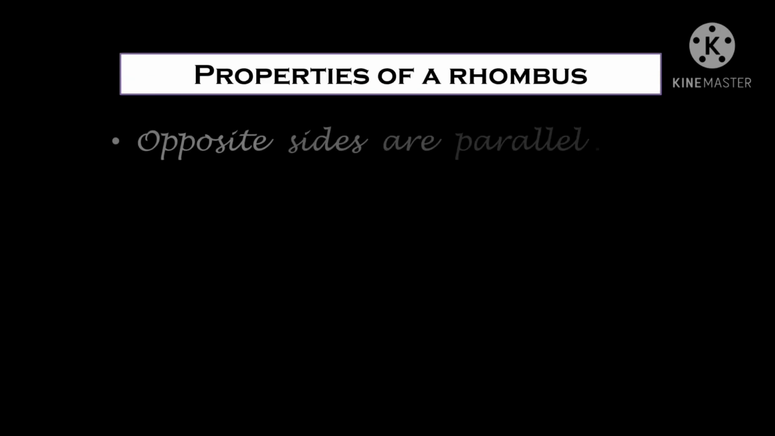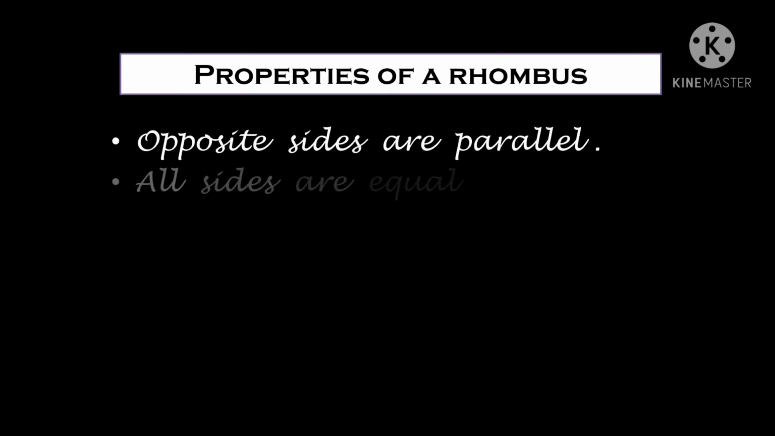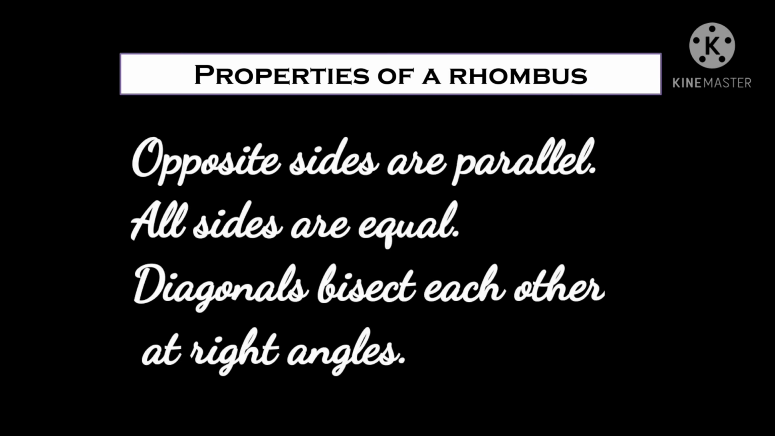So let's see the properties now. Opposite sides are parallel, all the sides are equal, diagonals bisect each other at right angles. This one is the most important one. Diagonals bisect each other at right angles.